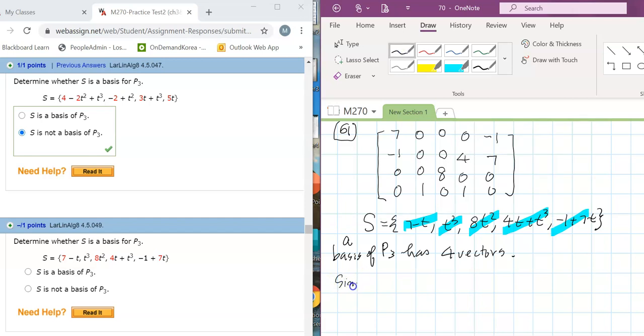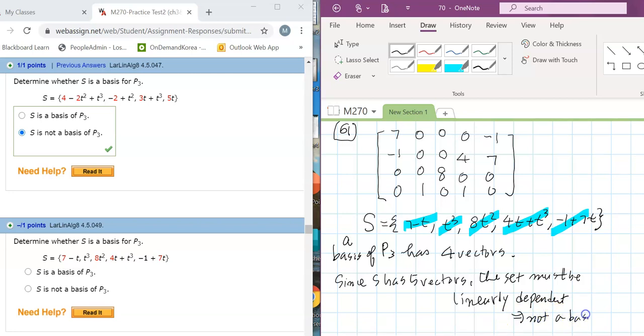Since S has 5 vectors, the set must be linearly dependent. Then it's not a basis. Okay. So it is not a basis for P3 because it's got too many vectors.